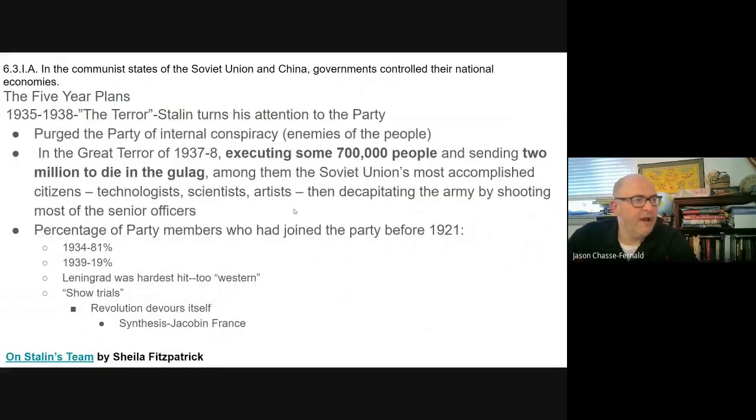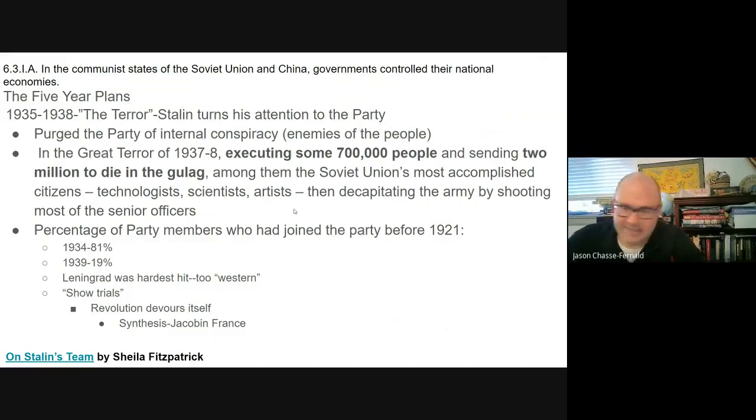All right, as far as the terror, from 1935 until 1938, 1939, we use the same term as we use in the Jacobin era of the French Revolution. When you have a radical revolution, eventually the revolution will turn on itself and devour itself. And we see this with the terror. We see a general purging of the party because of internal conspiracies and the enemies of the people. This great terror peaks in 1937 to 1938.